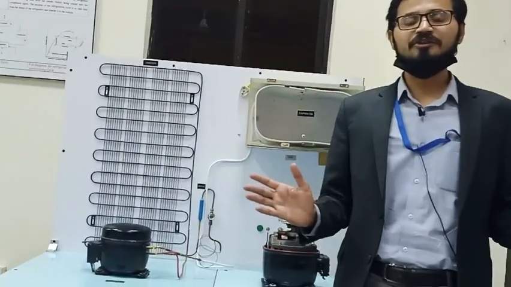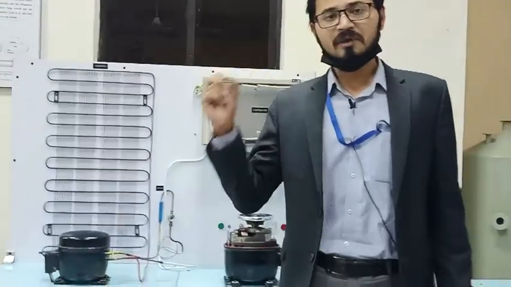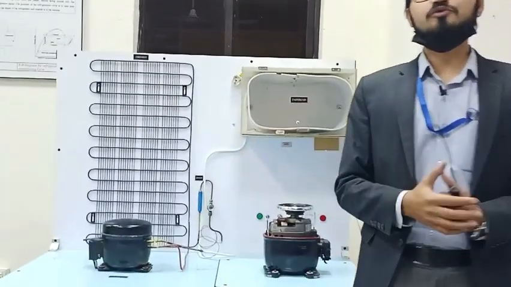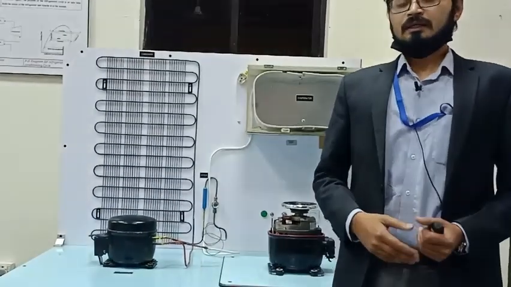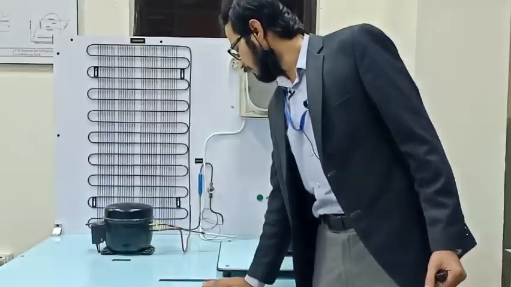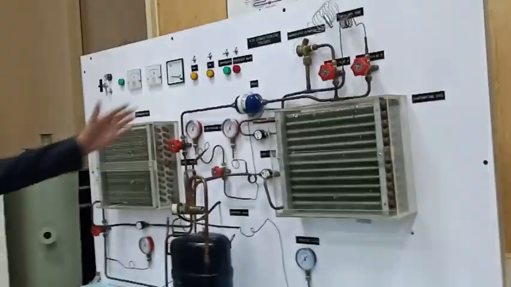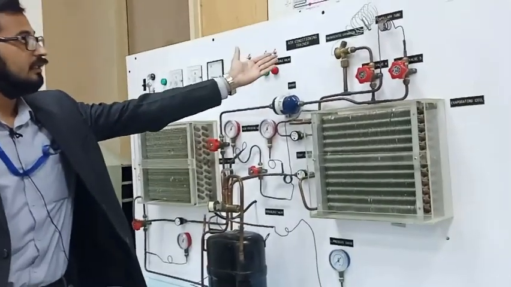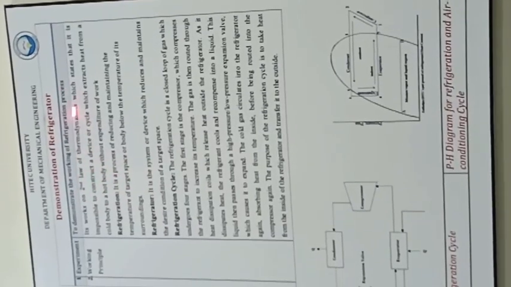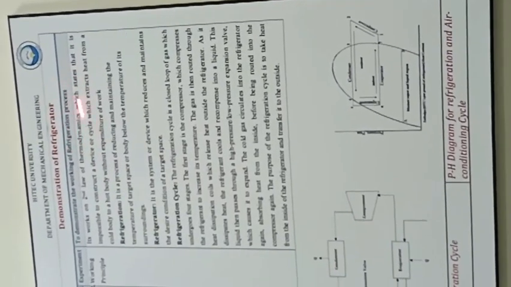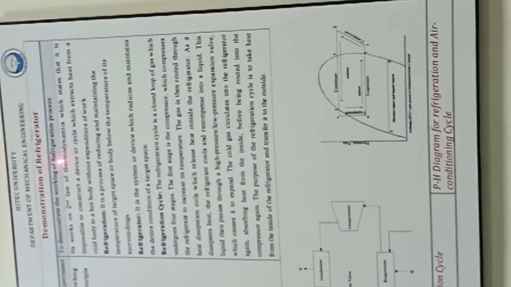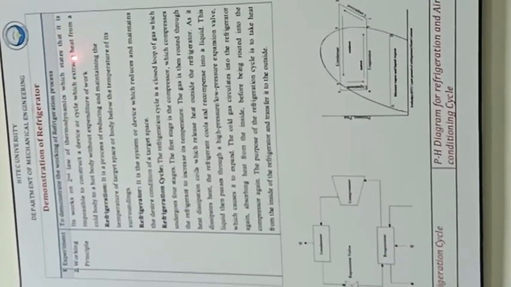This applies to all kinds of refrigeration units, whether domestic use, industrial use, or recreation vehicle use, even home use as well. Okay, so this was our refrigeration apparatus demonstration. Now we will go for the demonstration of the air conditioning trainer. So this was the demonstration of the refrigerator. What was the experiment to demonstrate the working of the refrigeration process?